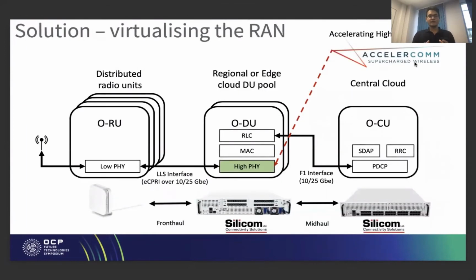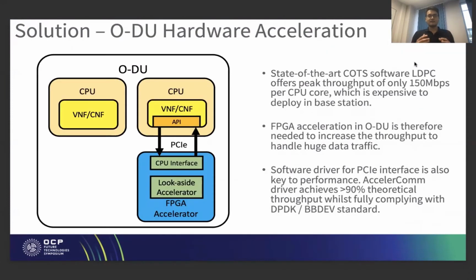Now, just to give you an overview of what we're talking about here in terms of O-RAN. The component that we primarily focus on is the High PHY of layer one, one of the three major components of the infrastructure, i.e. O-DU, distributed unit. For DU, state-of-the-art commercial off-the-shelf software solutions such as LDPC software only offer about 150 megabits per second per CPU core, which is expensive to deploy in base stations. This is why FPGA acceleration is needed.